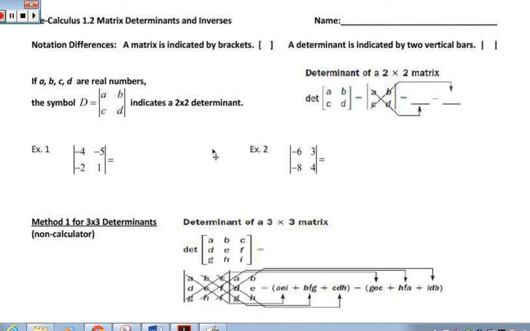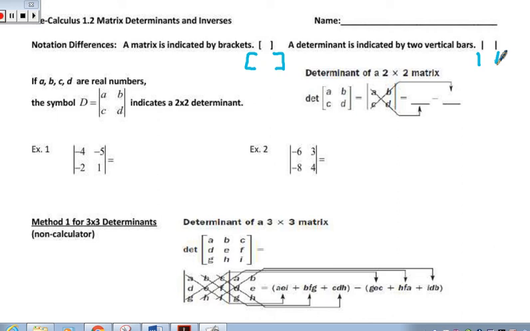Okay, today we're going to be starting 1.2 matrices, continued on with determinants and inverses. I just want to start with some notation differences. When we talk about a matrix, it is in brackets here. We're talking about a determinant. It's just two bars, kind of looking like an absolute value sign.